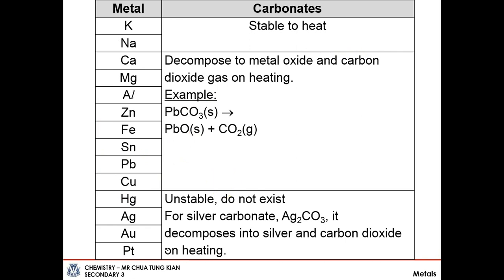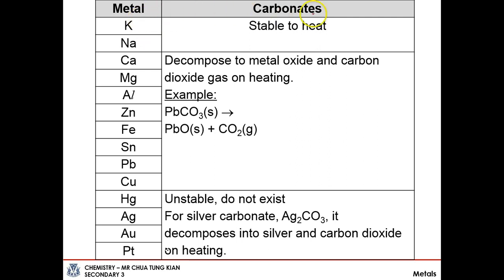So we move on now to the thermal stability of some metal compounds. So why is this part important? It is because this part will actually lead on to the next section on the extraction of iron from its ore, or the extraction of any metal from its ore. So let's take a look at some simple metal compounds here. So metal carbonates. Potassium and sodium carbonate here are stable to heat.